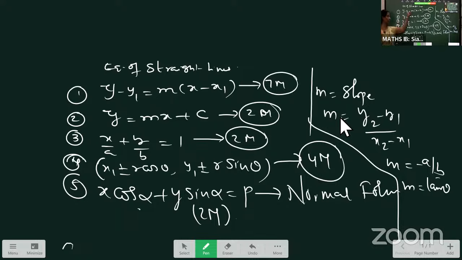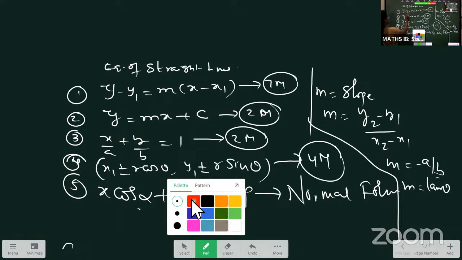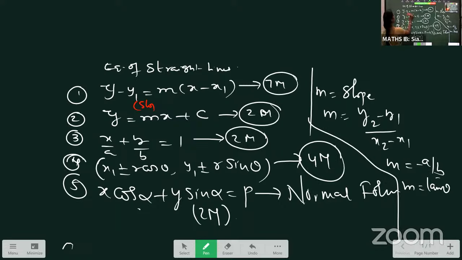What is the name for this? y minus y1 is equal to m into (x minus x1). It has a name. What is that name? I'm highlighting this, and you tell me. See, this is the slope point form. I'm not writing it in full, just point form.